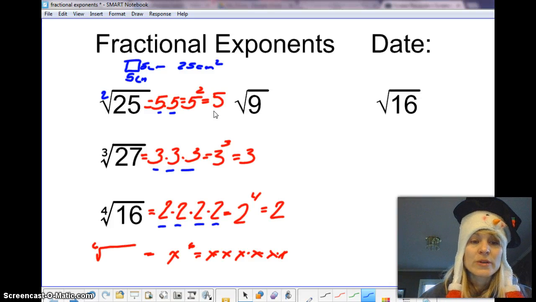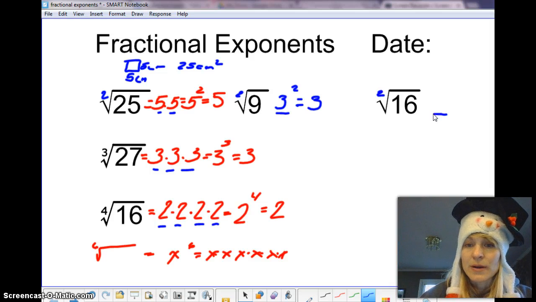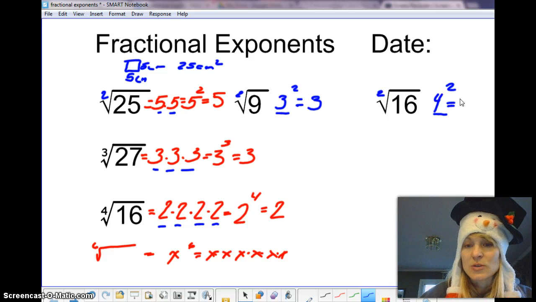Okay, so really this has a little 2 here, so I have to think about what number to the second power gives me 9, and then that should be 3. 3 times 3 gives me 9, so therefore the square root of 9 is 3. And really this has a little 2 here, so I have to think what number to the second power gives me 16. Well, we know that is 4. 4 times 4 is 16. So the square root of 16 is the base number 4.